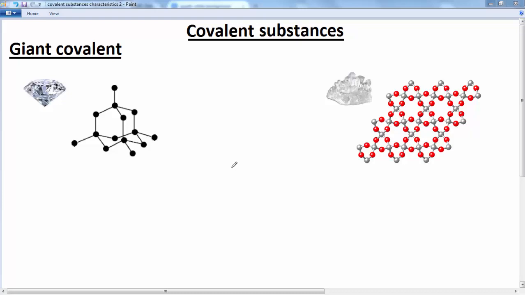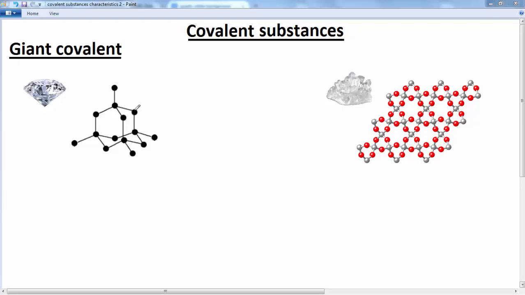In the last lesson we learnt that covalent substances can be classed in two ways. They can either be simple molecular substances or they can be giant covalent. In this lesson we're looking at the giant covalent structures.